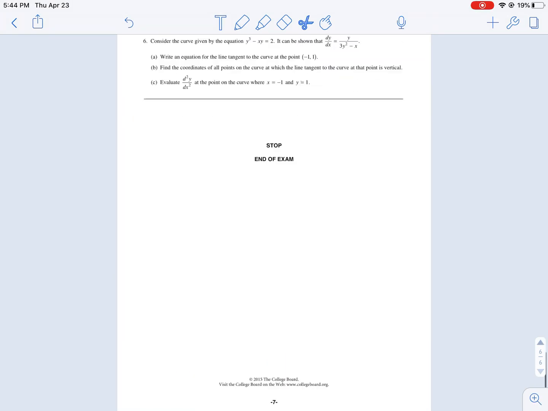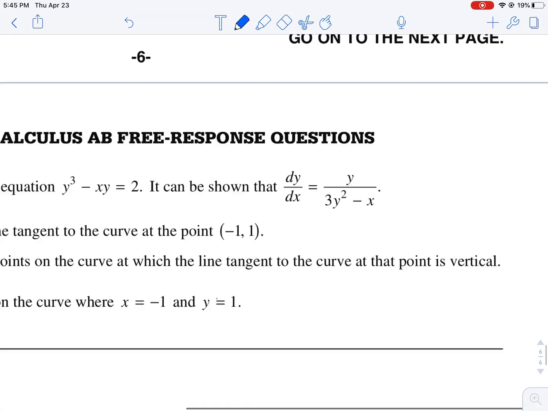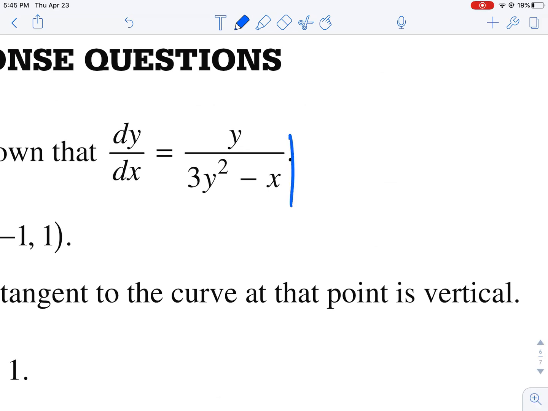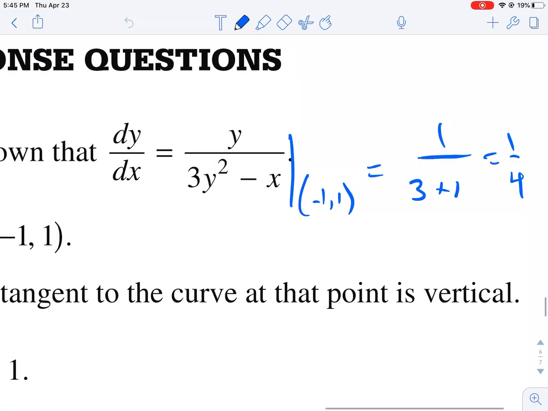And finally, number 6. All right, so they give us an equation, and they show us what the derivative for that equation is. Write an equation for the line tangent to the curve at (-1, 1). So we need the slope, so we're going to evaluate this at (-1, 1), which will give us 1 over 3 plus 1, so 1/4. Okay, I'm just going to check that real quick with my already drawn out key. Okay, that is the correct slope.